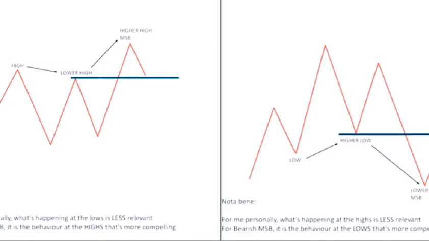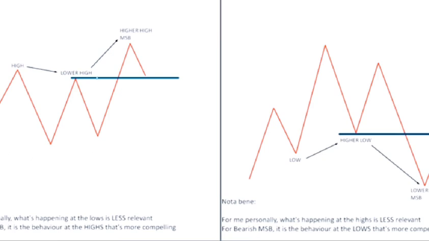Some basic home-cooked diagrams for breaks in market structure, again relying on the basic definitions put forth in the previous slide. We've got a high, a lower high, and then the market structure break event is when we have a shift from the sequence of lower highs to a higher high. So the higher high event, for me, is the break in market structure, specifically the close above a lower high. As touched on earlier, what's happening at the lows is less relevant for me when it comes to bullish market structure.